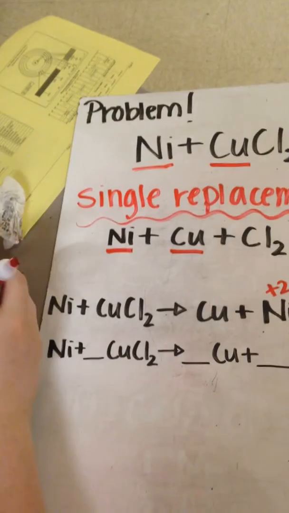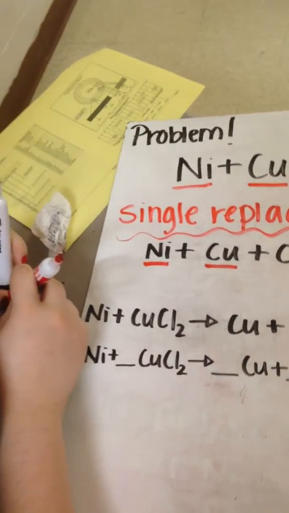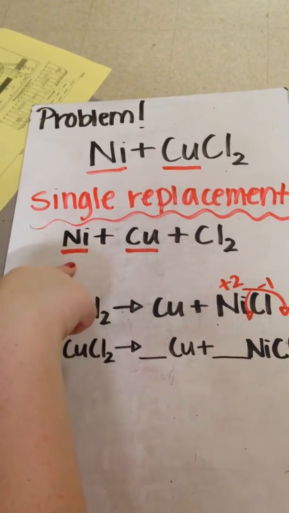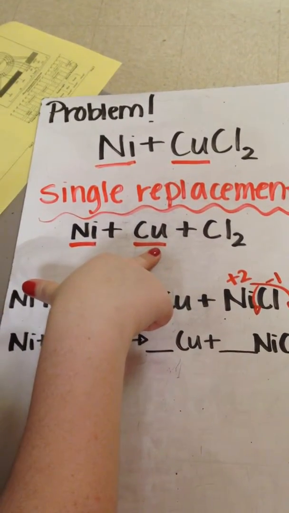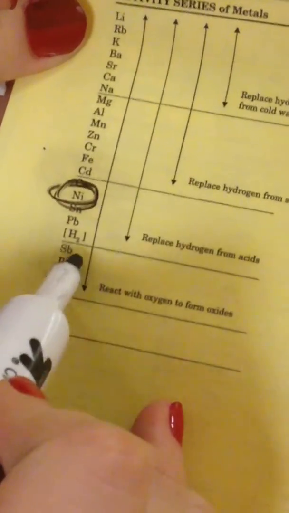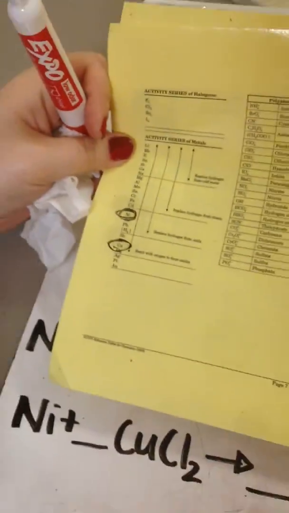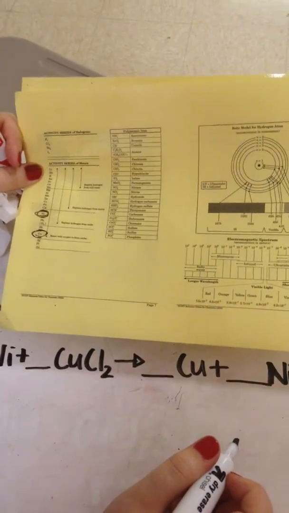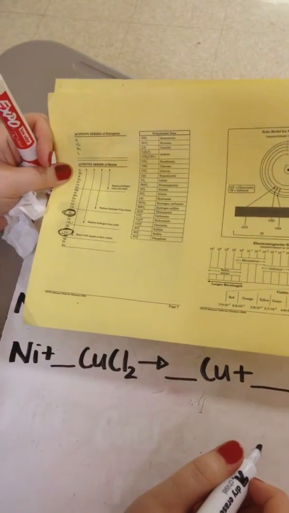Now since we have a single element working with a compound, we know that we have to take Ni, nickel, and replace Cu, or copper, with it. So what you're going to do is look at the activity sheet on your reference table to make sure that reaction will work. You know it'll work if nickel can replace copper, if it's above it on the activity sheet. Because for a reaction to occur in a single replacement reaction, the element that you're replacing has to be above the other one, such as nickel above copper.